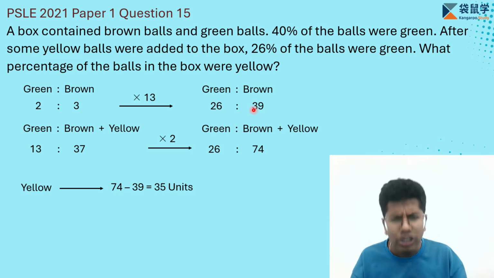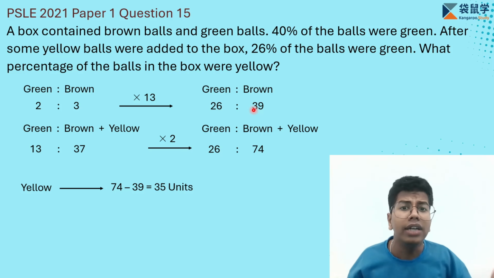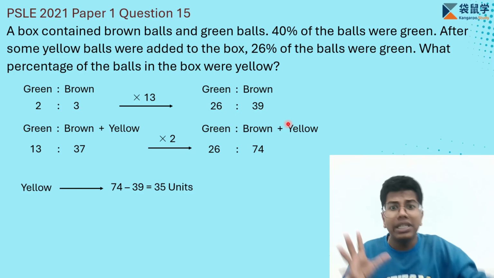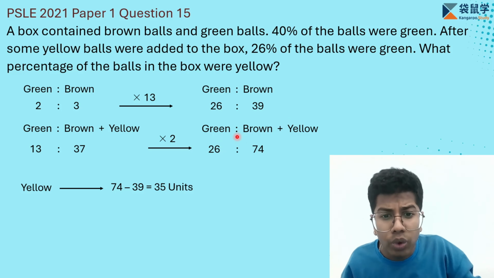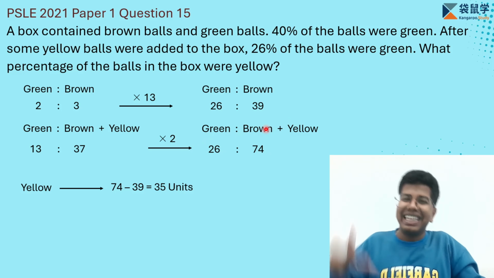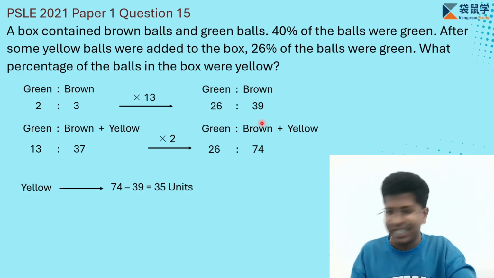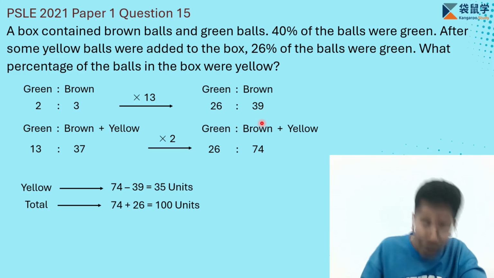So I got the value of yellow in terms of units. But I also need to find out what is the total number of balls in units. For this, we can observe green to brown plus yellow is nothing but the total number of balls that are present. And what is the total I can observe here? It's nothing but 26 plus 74, which is 100. So let's write it down. The total number of balls in units is 100 units.